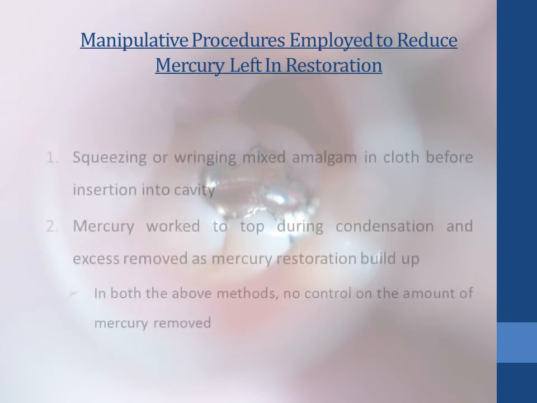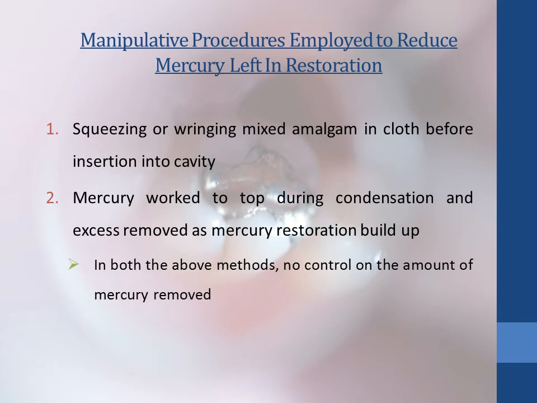So how can we reduce the mercury left in the restoration? There are certain clinical methods that you may carry out to reduce the mercury. By squeezing or wringing the mixed amalgam in a cloth before insertion into the cavity, you ensure that the excess mercury is removed. And when you're doing condensation and burnishing, you can ensure that the mercury comes to the top and is removed as soon as the restoration is built up. These are just clinical procedures which you will understand better when you actually carry out amalgam fillings yourself.